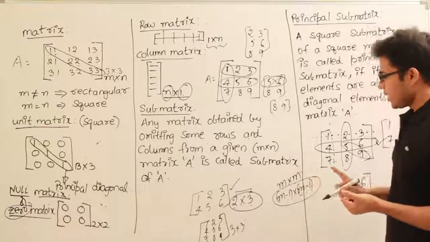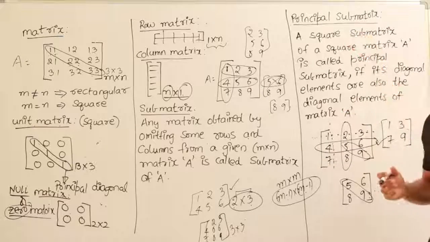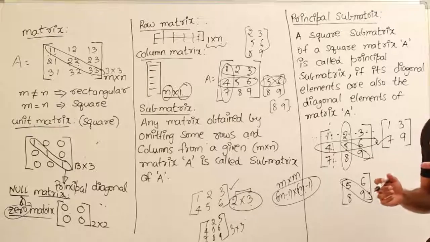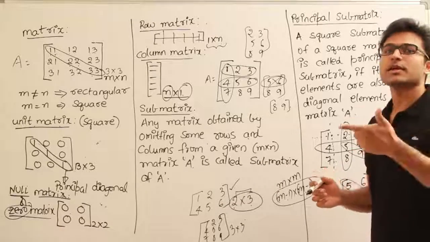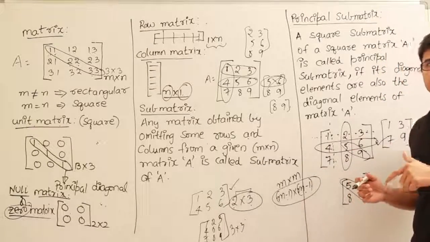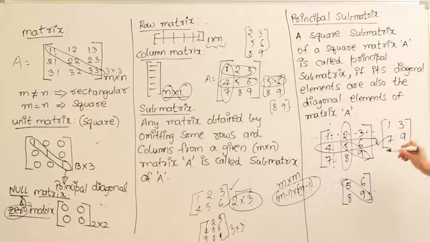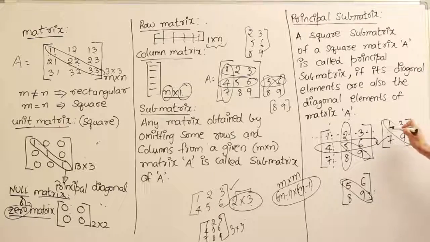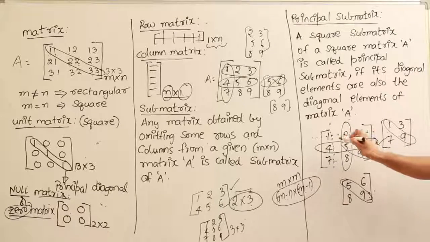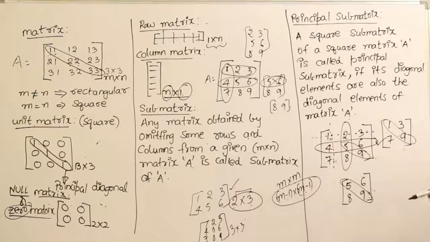Fine. And now when is it going to be a principal submatrix? After eliminating the row and column, you check the principal diagonal of the resulting submatrix. The principal diagonal elements should also happen to fall in the principal diagonal of the original matrix, right? Then we can say that it is a principal submatrix. Now if you watch it, I have eliminated the second row and second column. Then what did I get? 1 3 7 9. Now you check the principal diagonal elements of the resulting matrix. These are the principal diagonal elements, right? And 1 and 9, these two elements also happen to be present in the principal diagonal of the original matrix. Then what can you say about this? It is a principal submatrix.